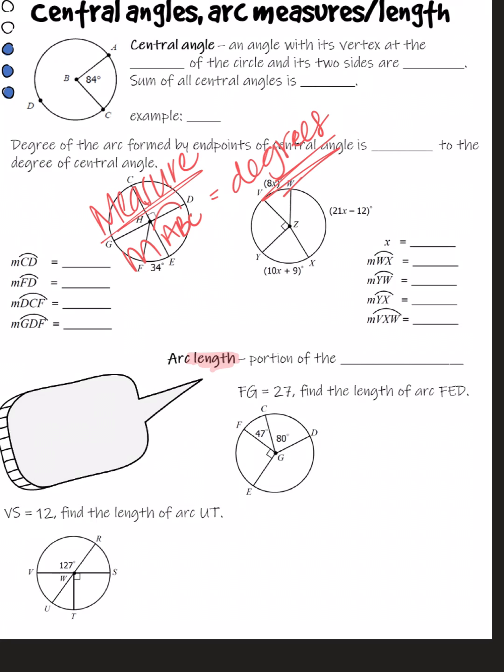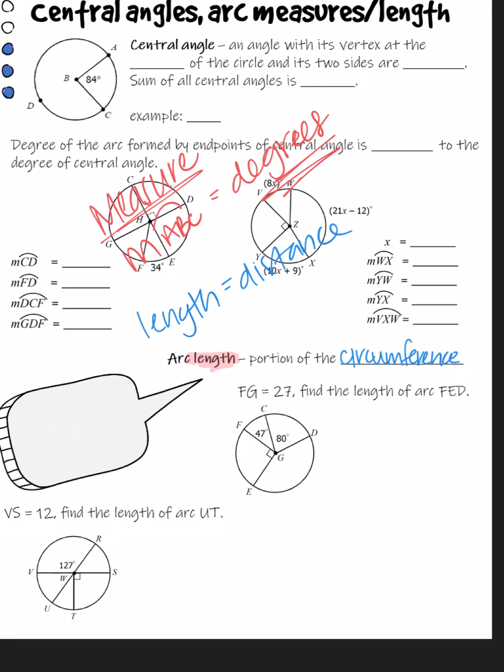Now we're going to be talking about lengths, arc lengths. When you see length, you're going to think distance, and that is not degrees. We're talking a measurement. And remember, the arc lengths are portions of our circumference. So we're going to find what that portion of the circumference is.